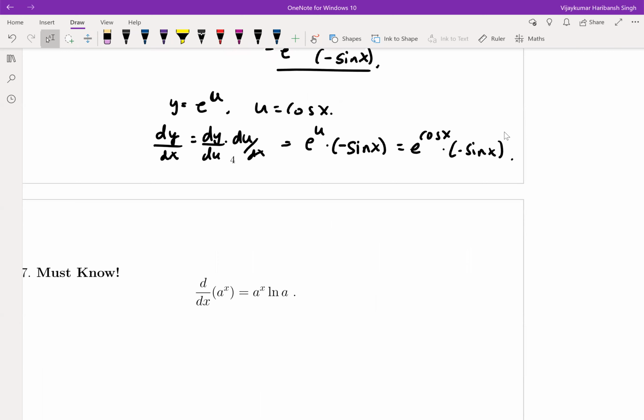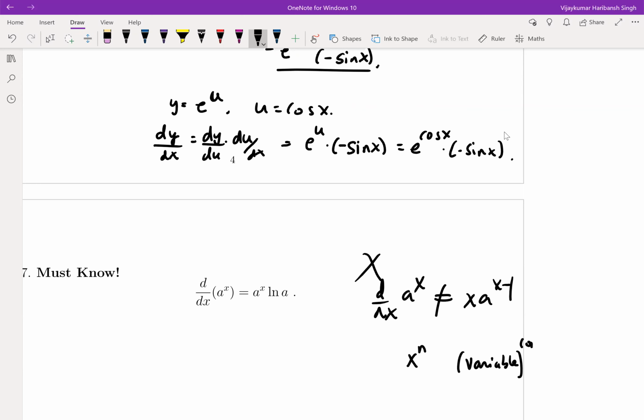Derivative of a to the x is a to the x ln a. Now, how do we prove this? This is not the usual power rule. Note that this is not x times a to the power x minus 1. This is not true, because the power rule only applies to x to the power n, so a variable to the power of a constant, not a constant to the power of a variable.